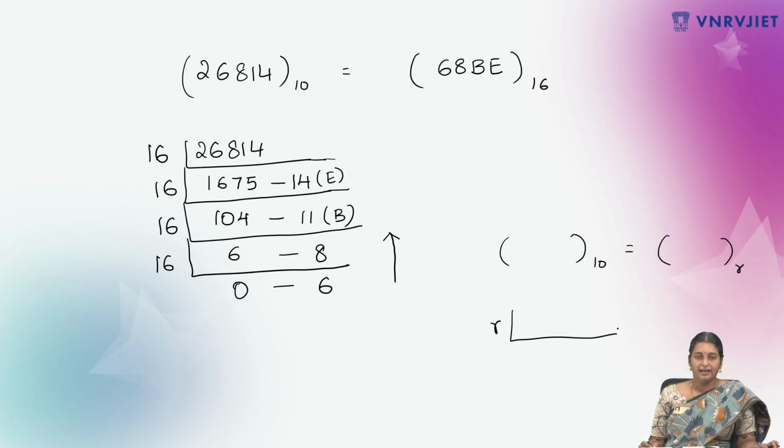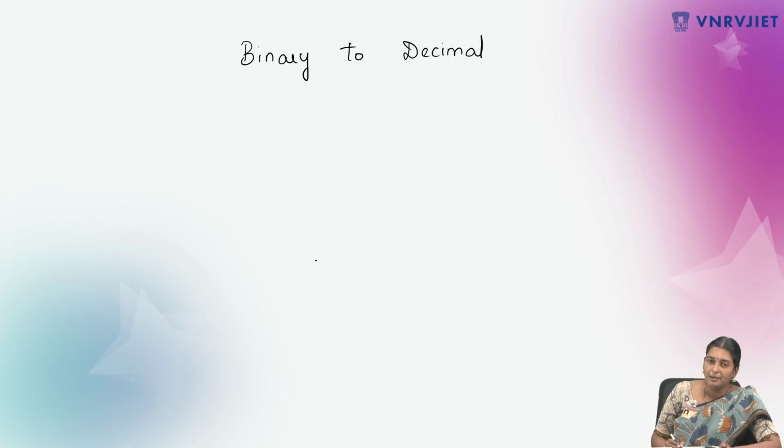So likewise, let us consider converting any number system to decimal. Again, let us start with binary to decimal. So what will we do? For converting any number system to decimal, we will multiply with the powers of r and accumulate, and then we will add up all the terms.